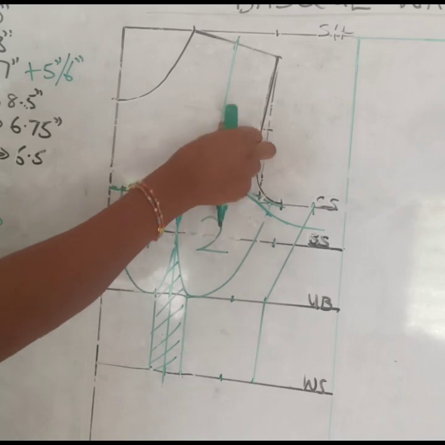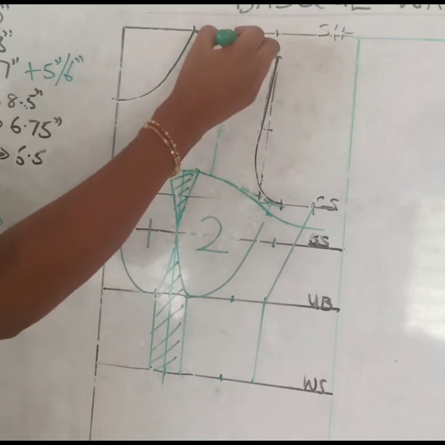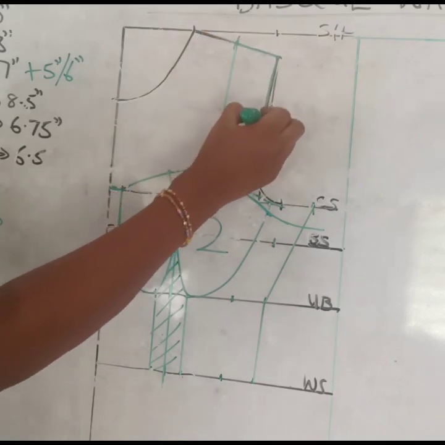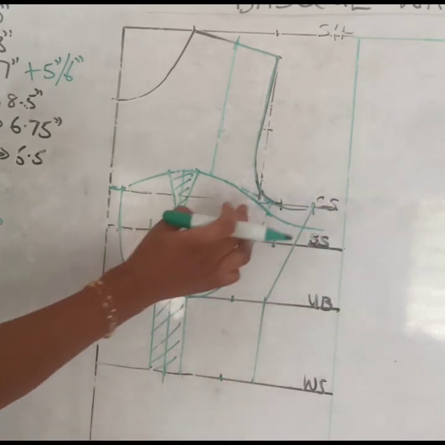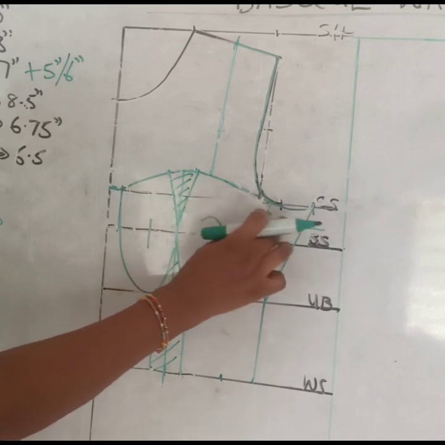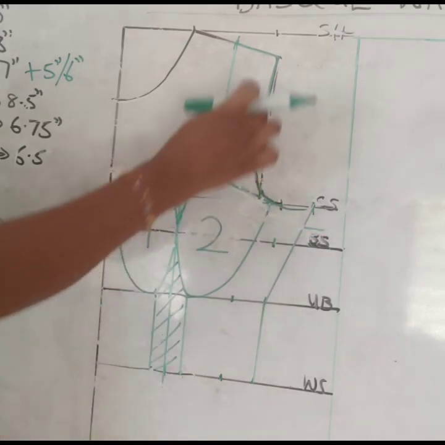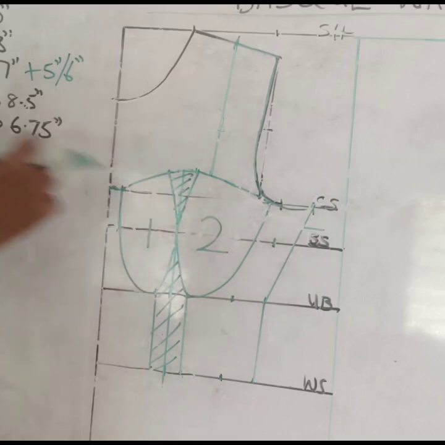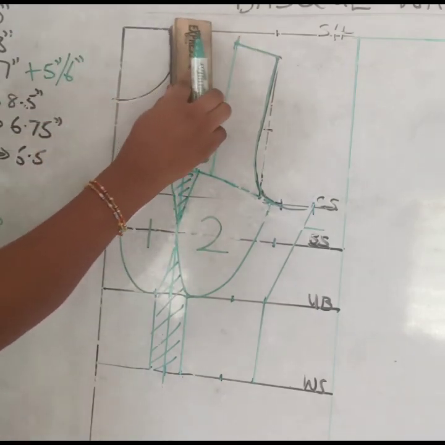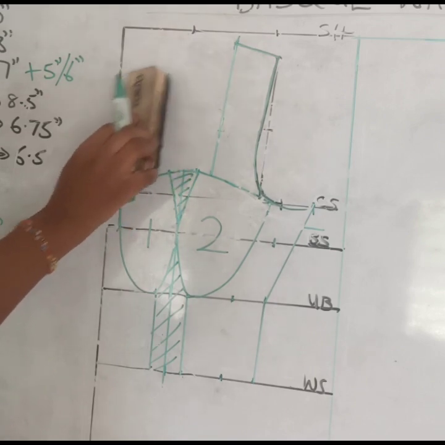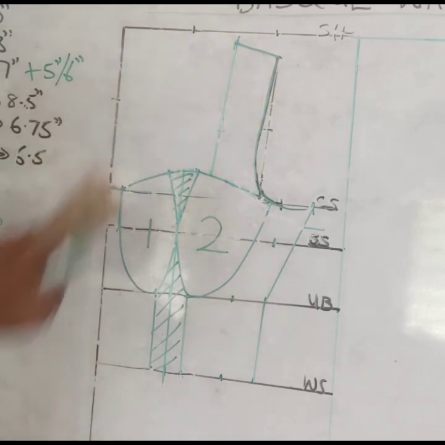So when you are cutting, you are going to cut from here. Okay, this is what you are going to cut out. It means that this part will not be there. So for corset with shoulder, this is how it will look like.